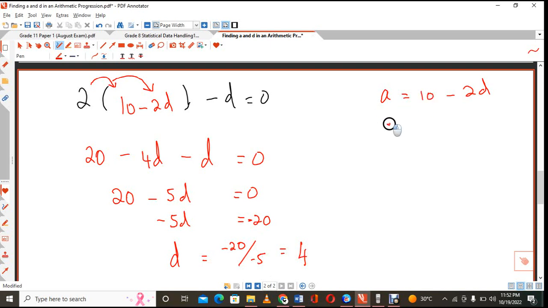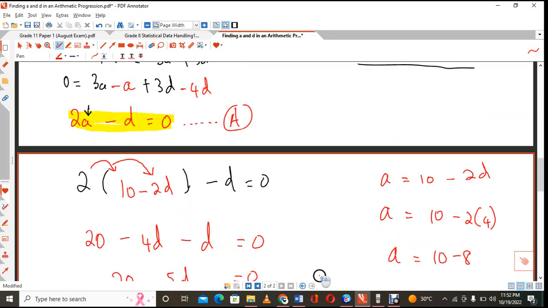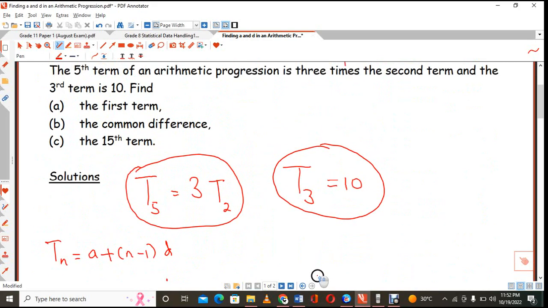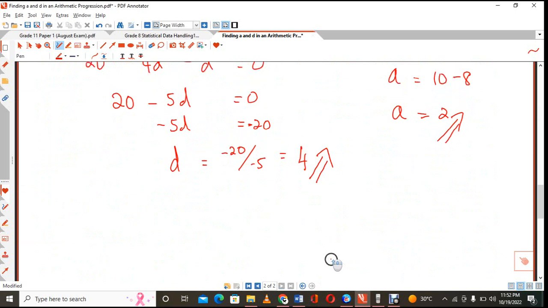So what does that mean for A? A will be 10 minus 2 times 4. So A is 10 minus 8, so A is equal to 2. Right, so what do we now know? The question was asking, right at the onset, what is the first term? That is part A. So when you're answering the question, you say, okay, for part A, the first term is 2. For part B, the common difference is 4.